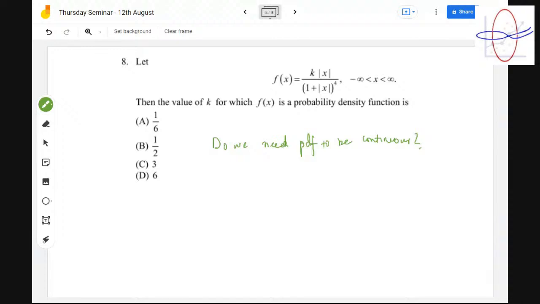Apollo, what is the definition of a PDF? Okay. I didn't get you. This is not what I defined in class. Okay, I have another question. Can a discrete random variable have a PDF? Certain basic questions I'm asking. Can a discrete random variable have a PDF?